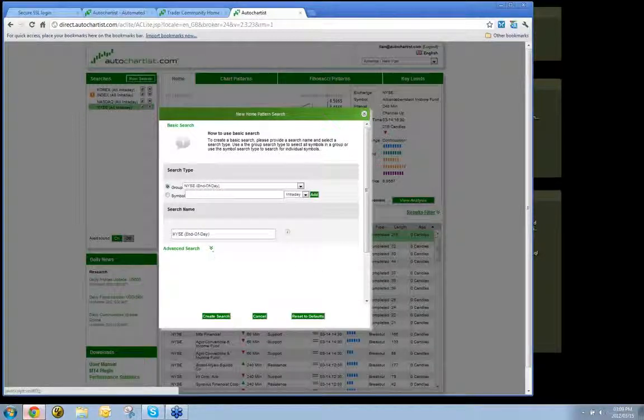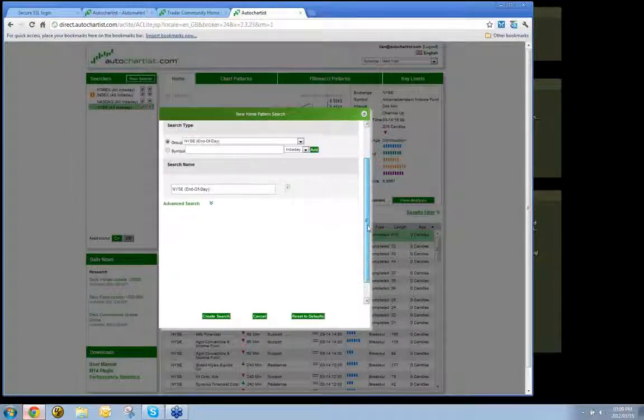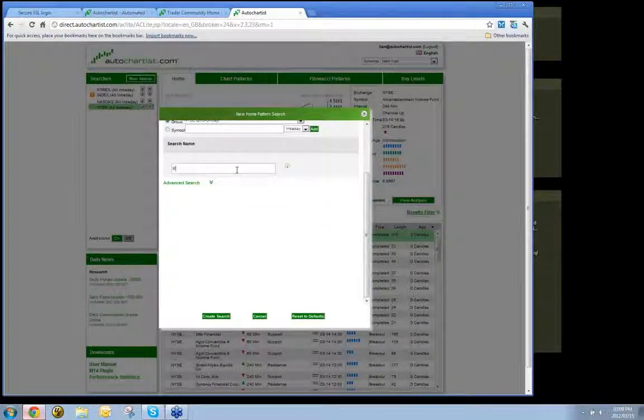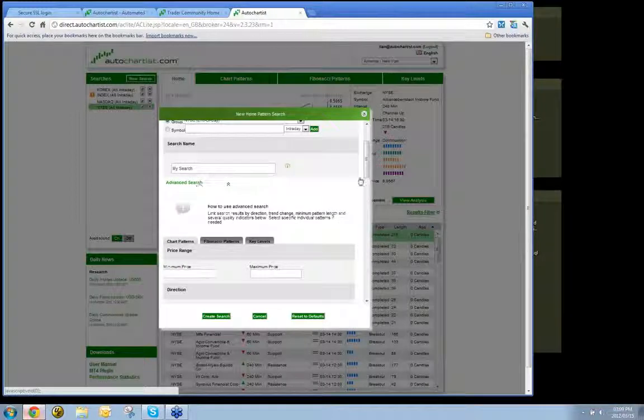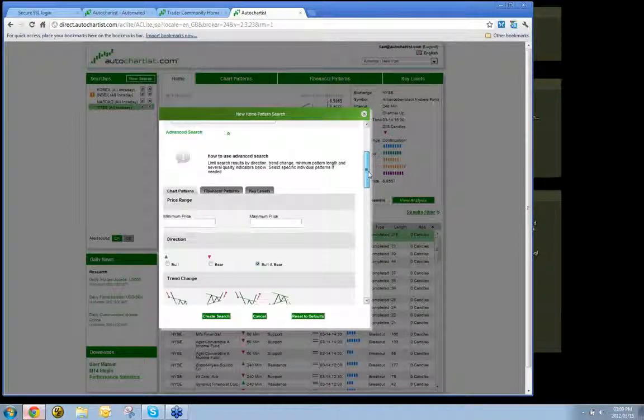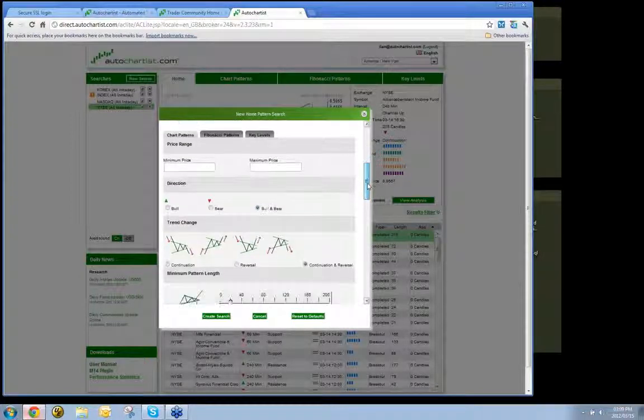So let's just say, for example, I want to trade New York Stock Exchange end of day. I select that group, and what I can do is name my search, and I'll call it my search. And then I can go into the advanced search section. The advanced search section will allow me to edit specific search criteria for different types of analysis, whether it's chart patterns, Fibonacci patterns, or key levels.